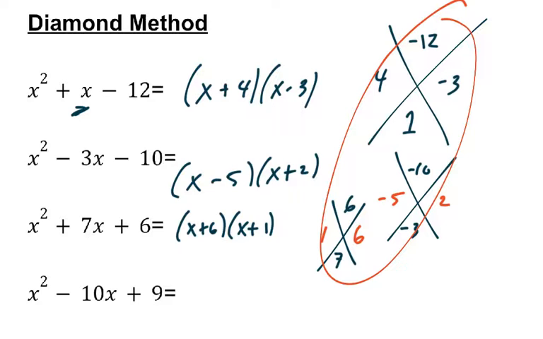But of course, they're going to be useful. So if you're ever confused, show your work. The next one, got to find two numbers that multiply to 9 and negative 10.